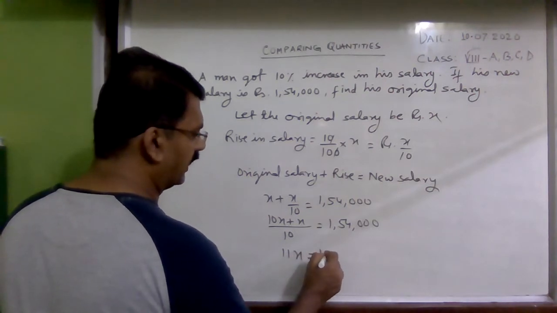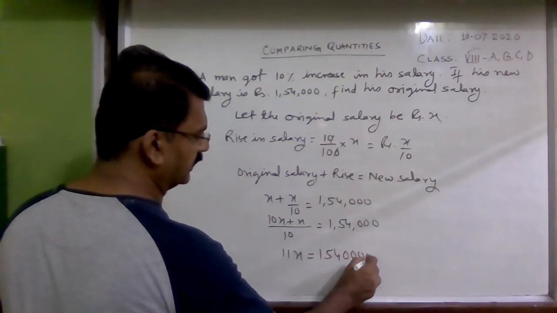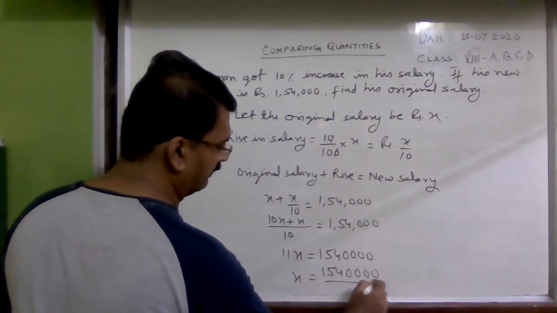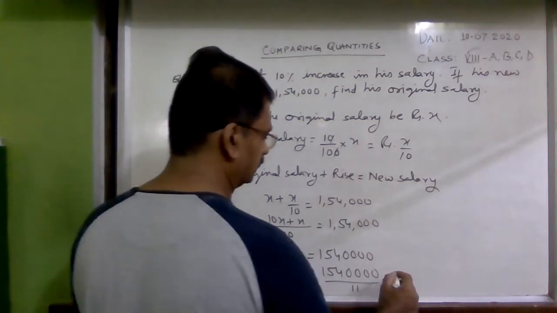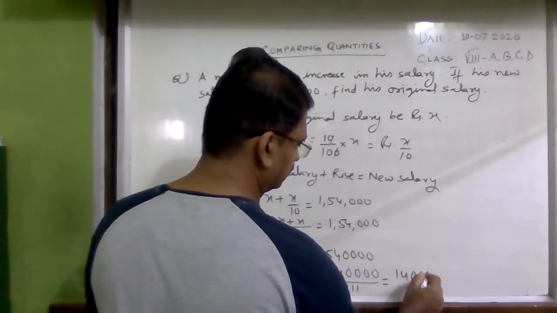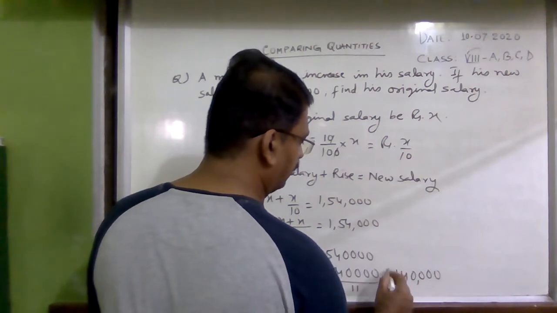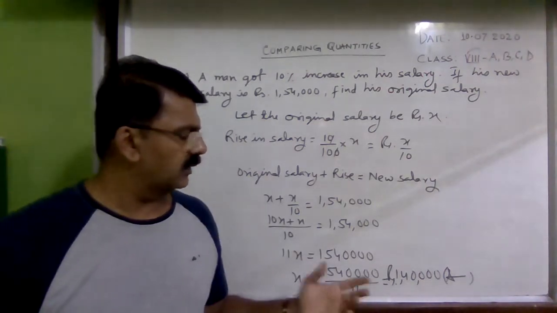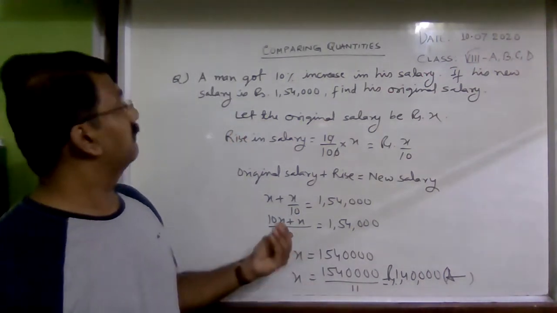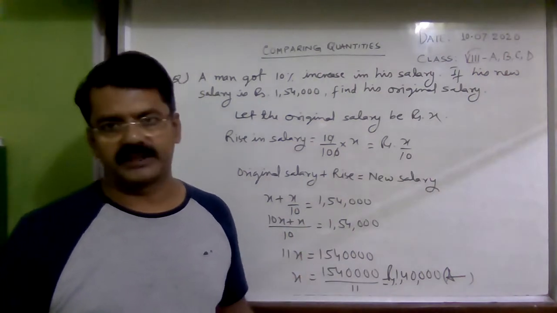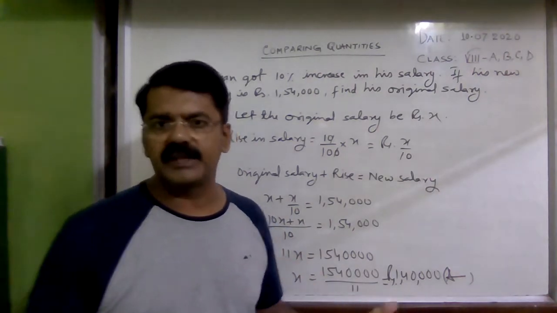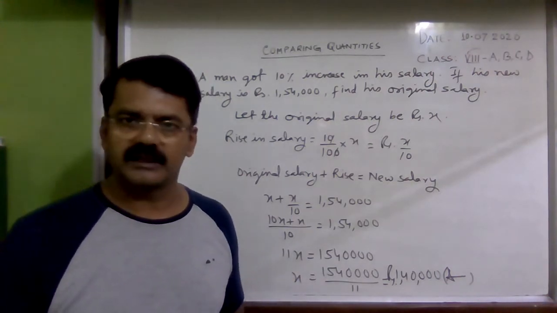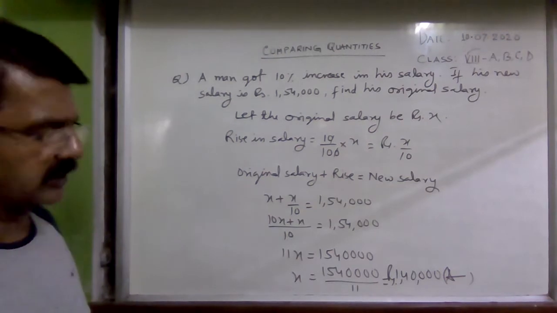10 times 154,000. So x is equal to 154,000 upon 11, which is equal to 1,40,000, and that is your answer. So before the rise, the original salary of the man was 1,40,000. Clear? And then 10% hike means 14,000 hike, and it becomes 1,54,000. Clear? Now the next question.